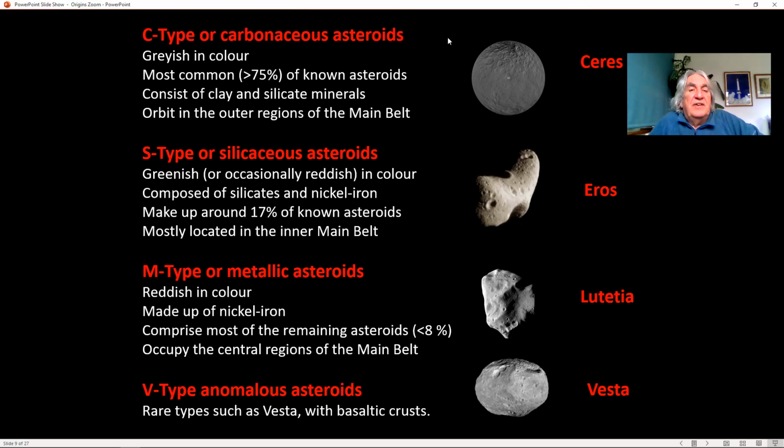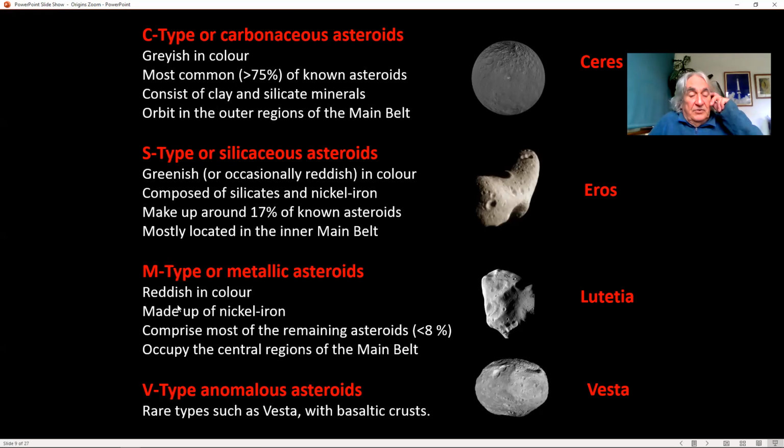Well, the most abundant of all the asteroids are the carbonaceous asteroids, which are greyish in colour. Ceres, the largest, for example. They consist of clay and silicate minerals, and they orbit in the outer regions of the main belt. And as you'll see, there's a good reason for that. In the inner main belt, you have the S-type siliceous asteroids, which are greenish or reddish, and they make up about 17%. They consist of silicates and nickel iron. They do have a nickel iron component, usually in the form of a core, if they're large enough.